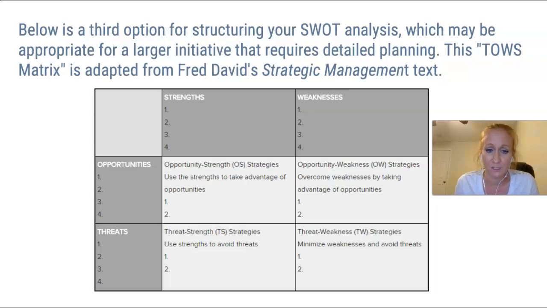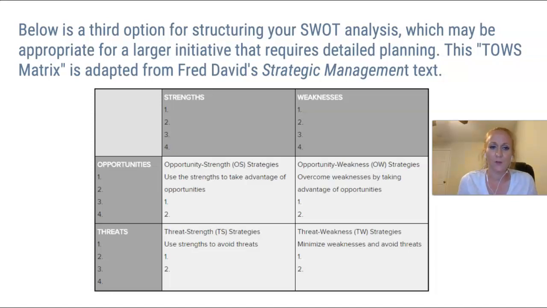So first we have strengths and opportunities. We call it opportunity strengths strategies. Use the strengths to take advantage of opportunities. In the quadrant to the right of that, you have opportunity weaknesses, strategies to overcome weaknesses by taking advantage of opportunities, right? So that's a really cool way to think about it.